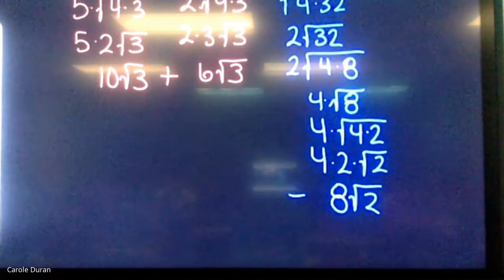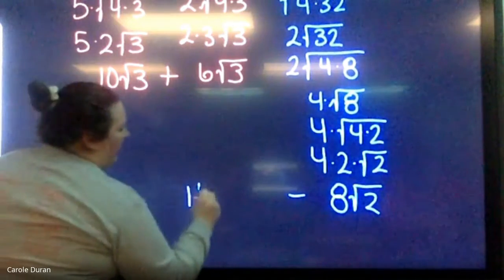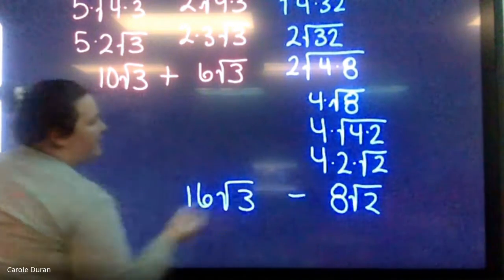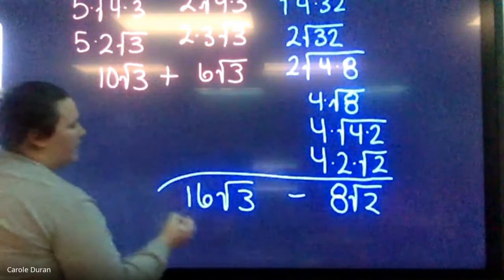So let's put the 10 root 3 and the 6 root 3 together. When I add them, what do they become? 16. 16 what? 16 square root of 3. Good. So now I have 16 square root of 3 minus 8 square root of 2, and that's all I can do.